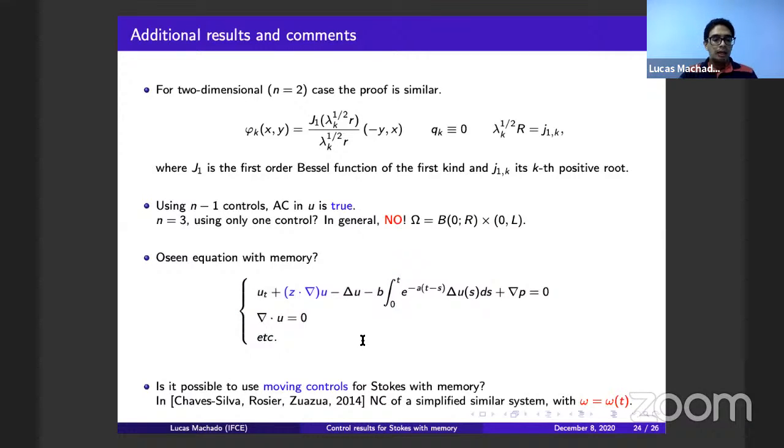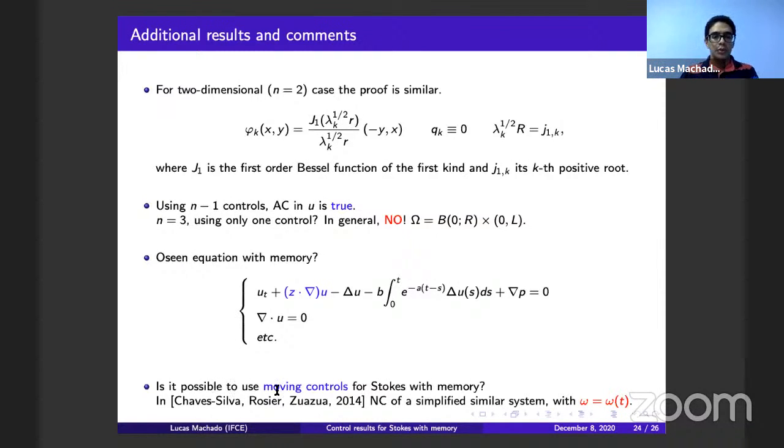Here we have a Poisson equation with memory, where we have added this linear term in blue. It would be interesting to analyze this system, thinking about the Navier-Stokes system. Okay, but I don't know any controllability results for this equation. This question is open.